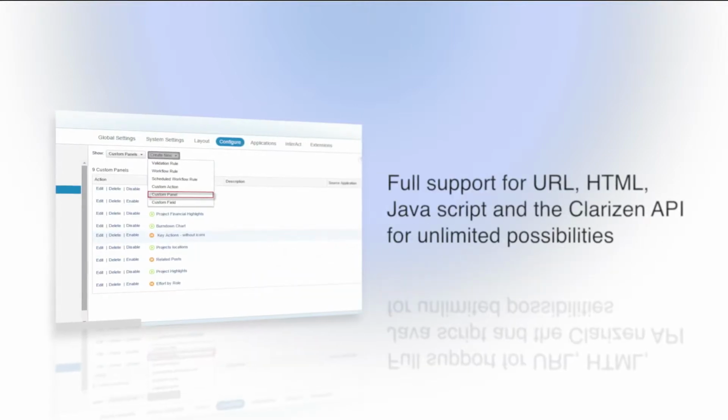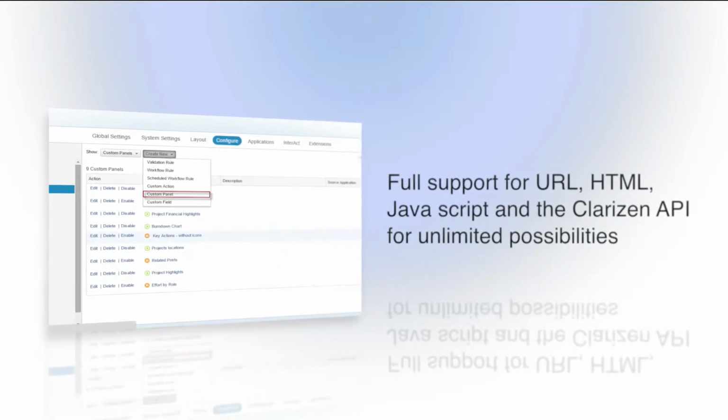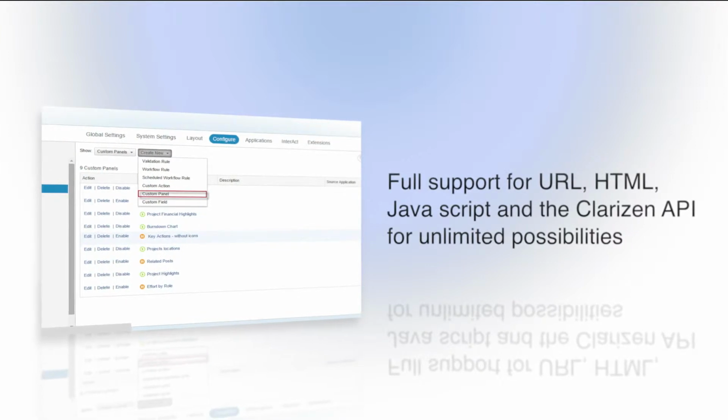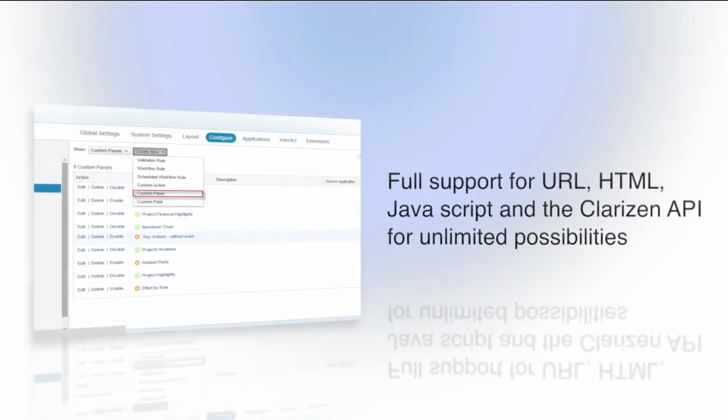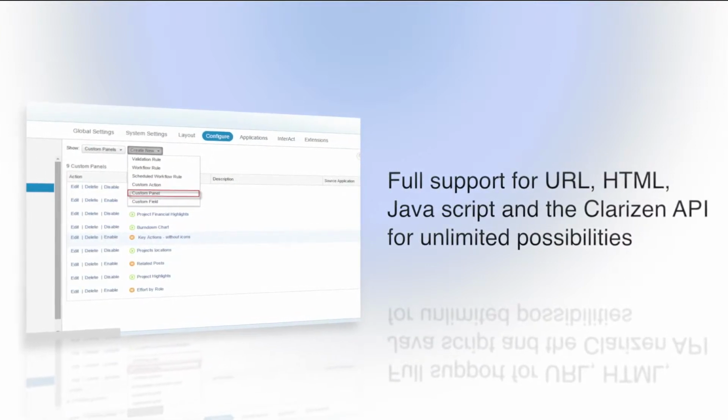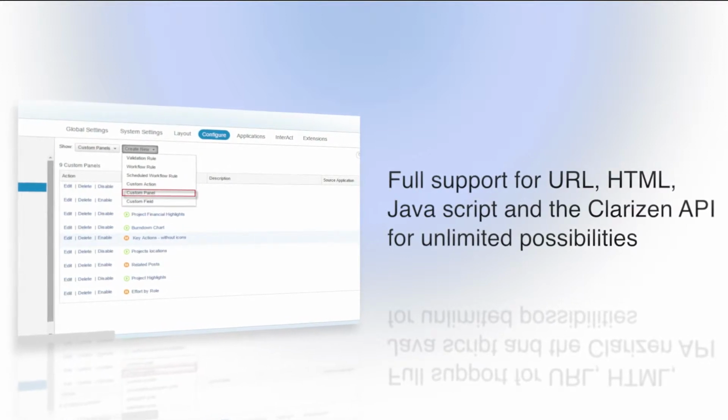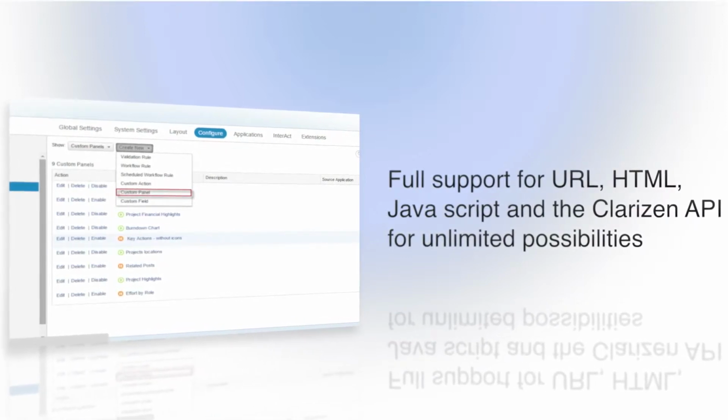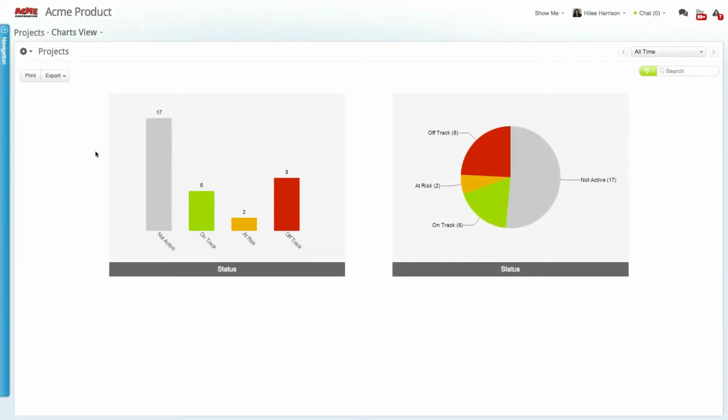Custom panels leverage URLs, HTML code, and JavaScript, all while giving you in-context access to Clarizen fields, relations, configuration functions, and Clarizen API, giving you truly unlimited possibilities. Let's take a look at several examples of custom panels and pages in the Acme organization.